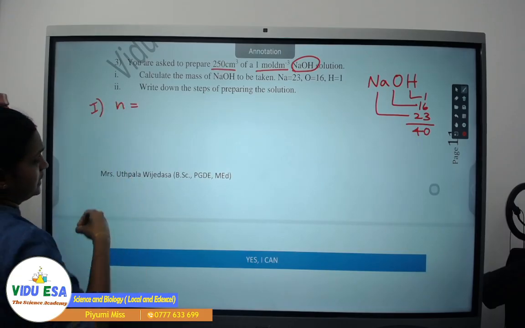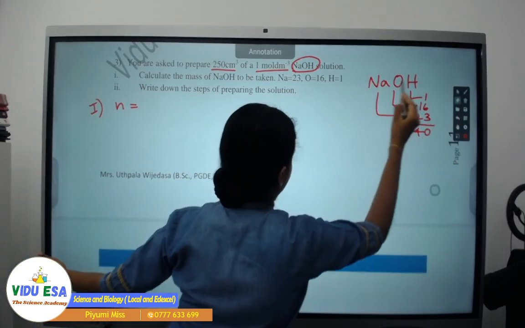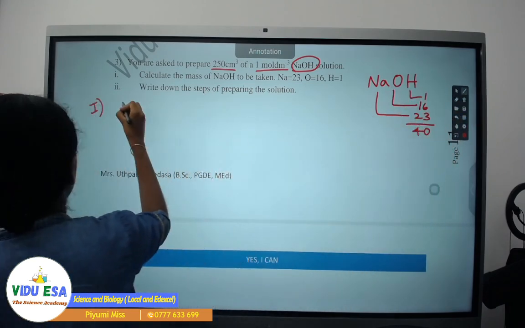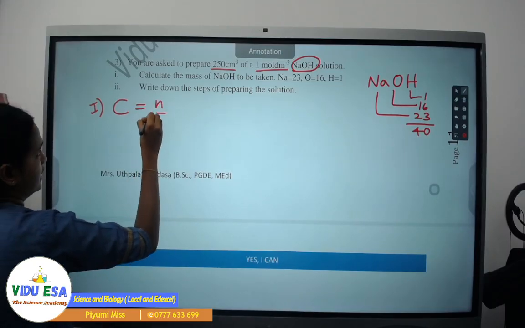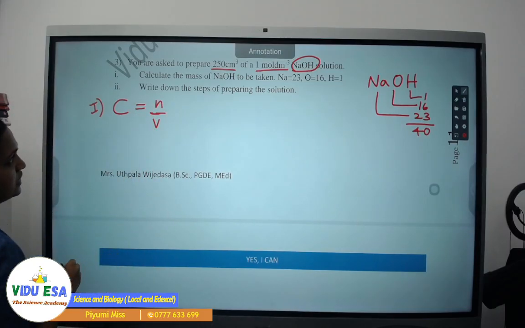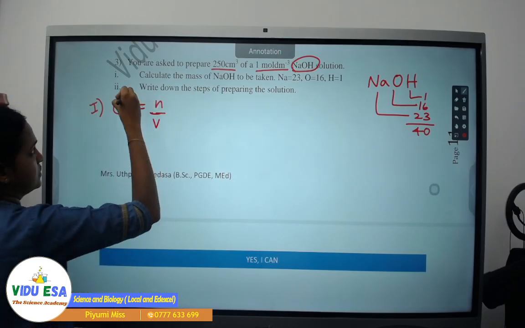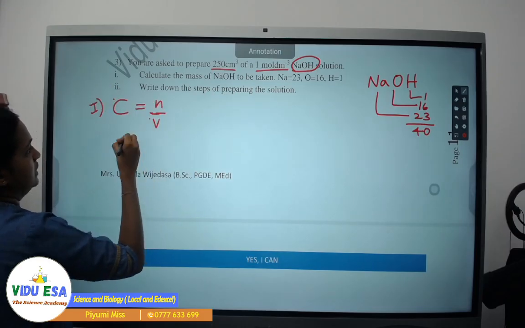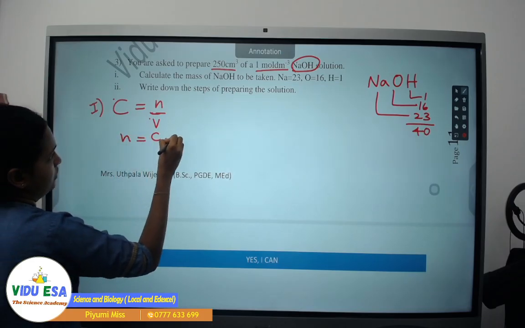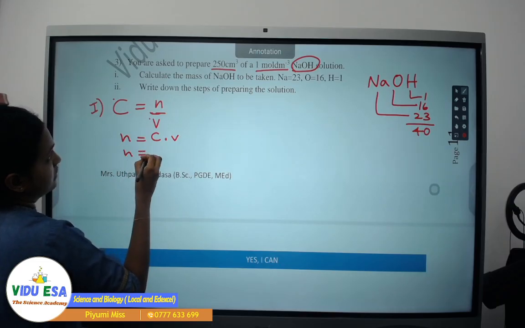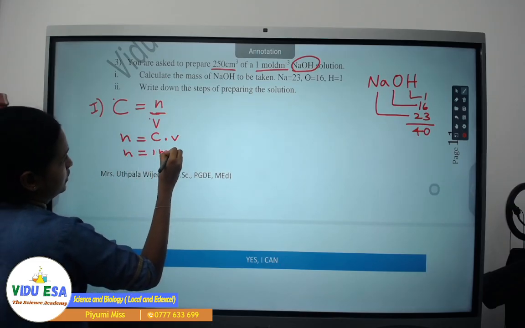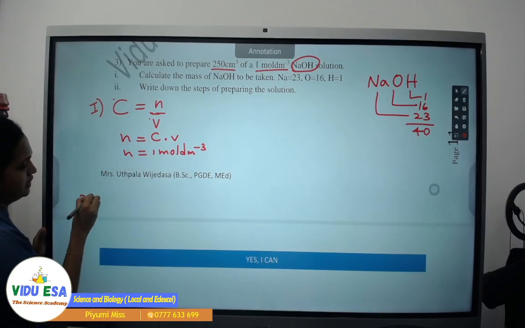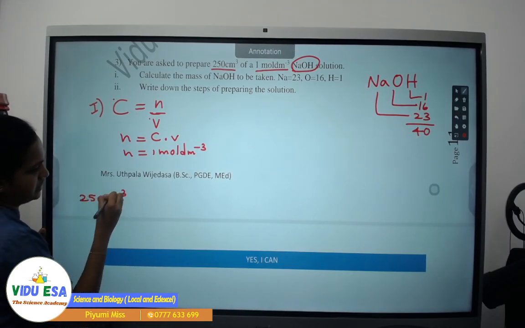Since you are given the concentration, you can calculate the number of moles. You can write the equation for concentration first. Concentration equals number of moles divided by the volume, C equals N over V. Since you know the concentration as well as the volume, we can find the number of moles. Number of moles equals C into V. Concentration is 1 mole per cubic decimeter. The volume is given as 250 cubic centimeters.